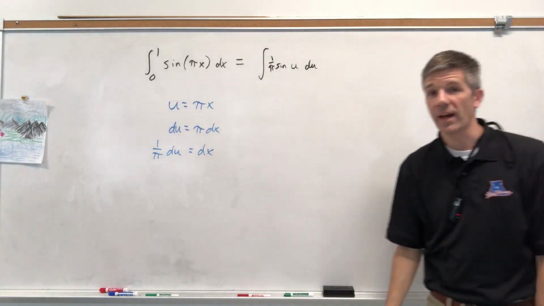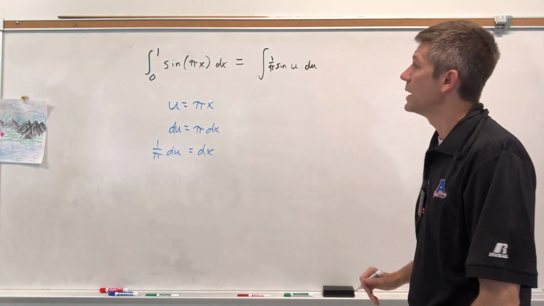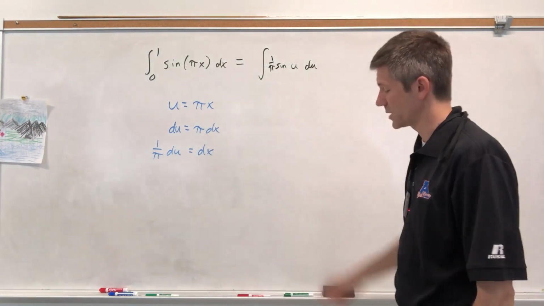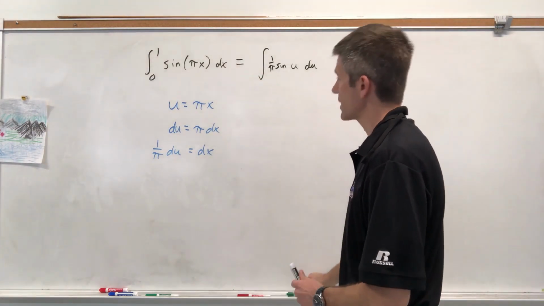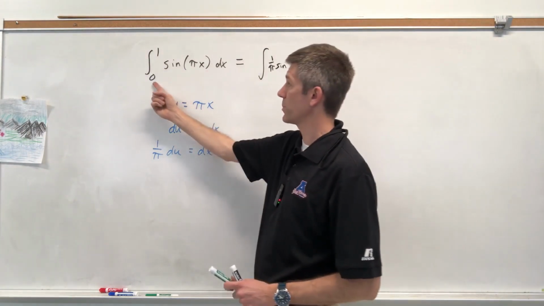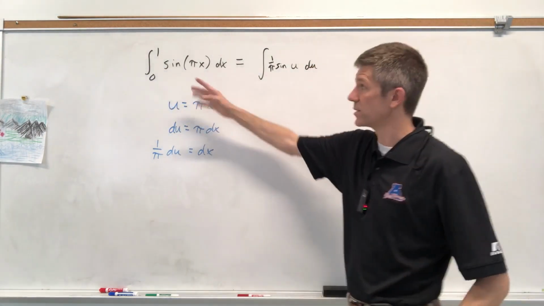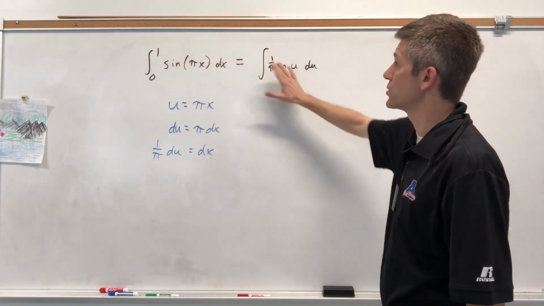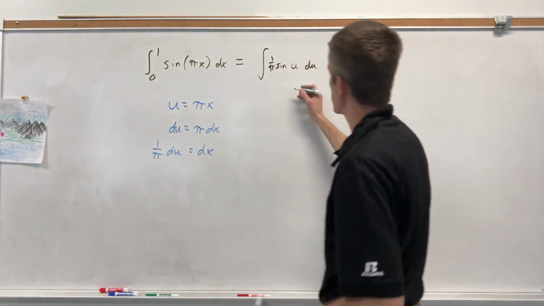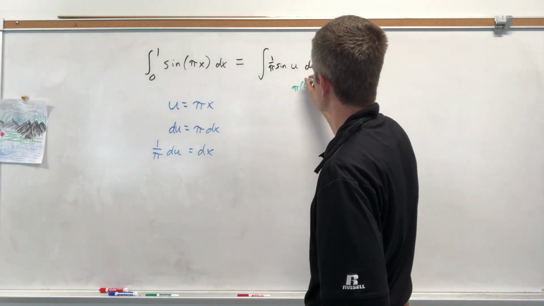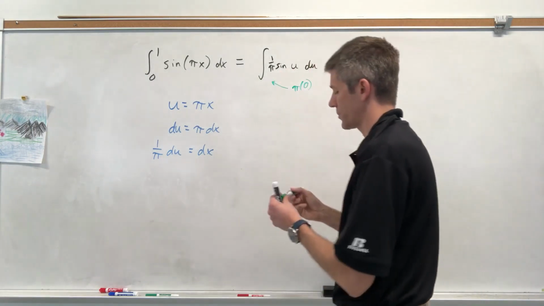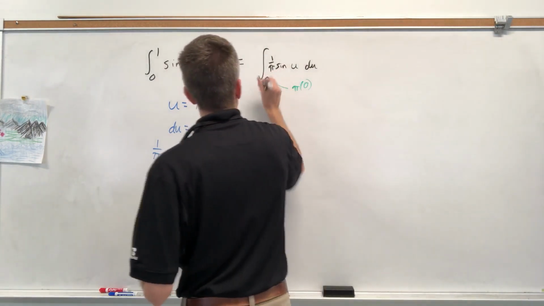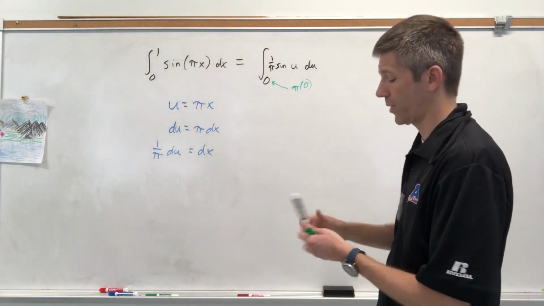1 over pi could be factored out in front of the whole integral. So what goes here? Let's write it. The thing that goes here is what happens if I plug a 0 in for x. These are x's, and this is u. So I'm going to have pi times 0, which of course gives me 0. So that one didn't really change. Nothing too special there.